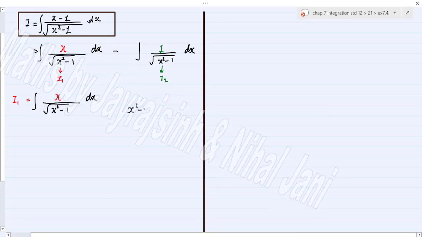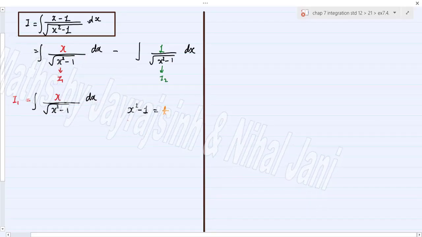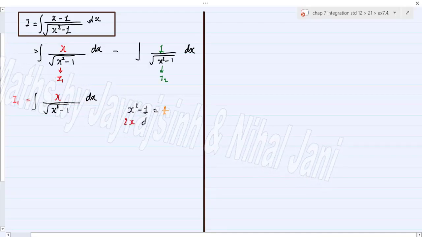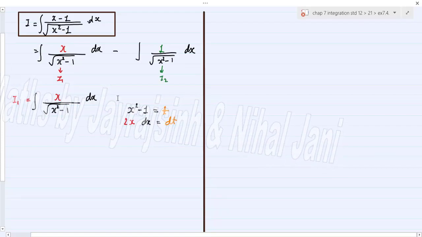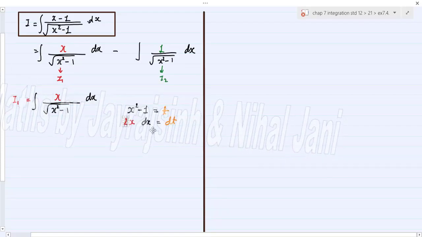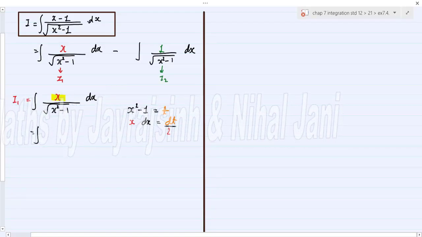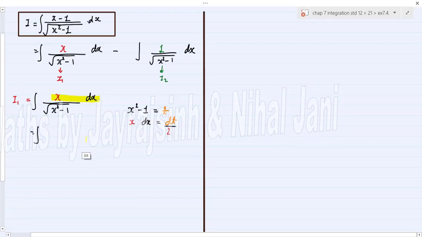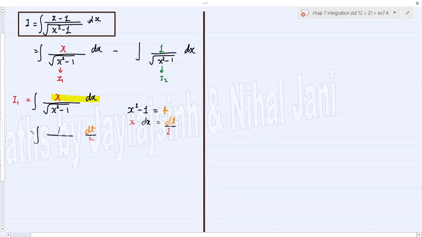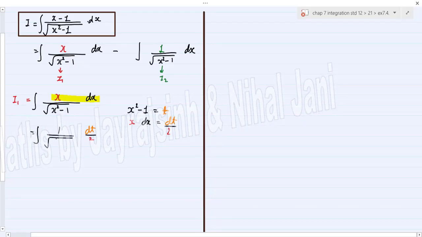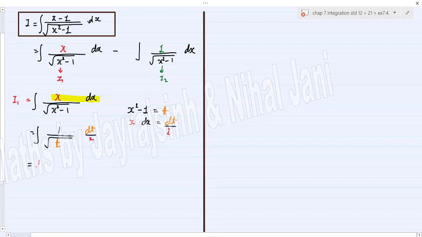And for that, we have to assume x square minus 1 is equal to t. So differentiate both the sides, we will get 2x dx is equal to dt. Or we can say x dx will be dt by 2. So let's modify our I1. This x dot dx will become dt by 2. And 1 upon under root of x square minus 1 will be 1 upon under root of t. So we don't have to worry about this 1 by 2.